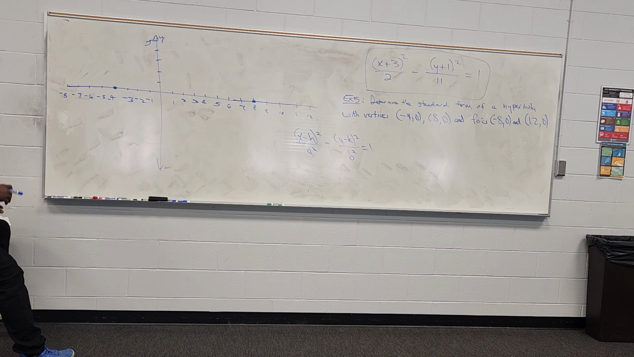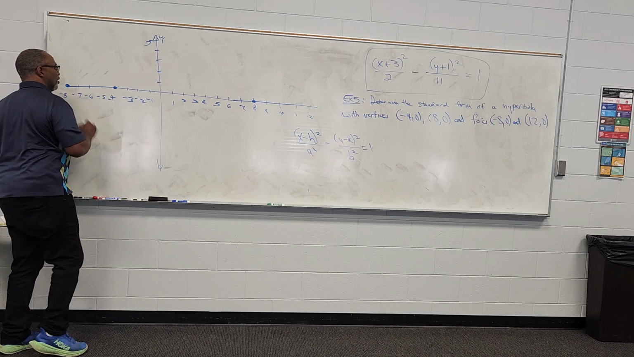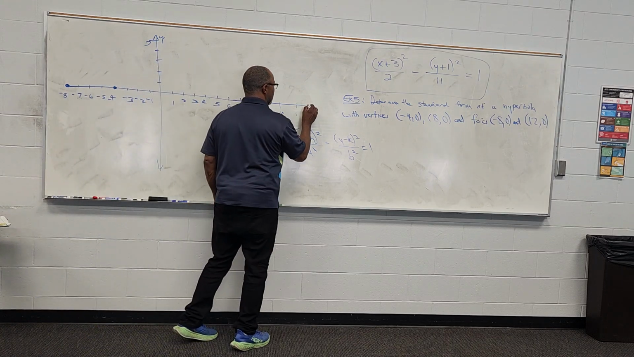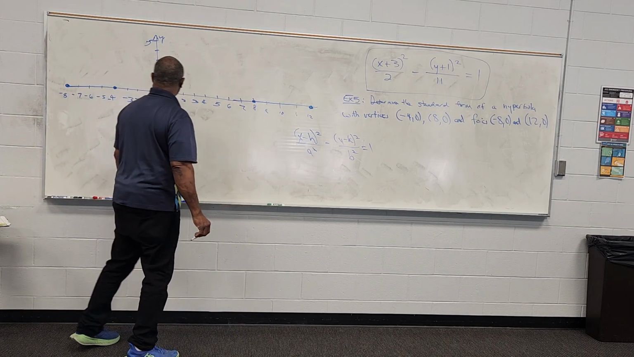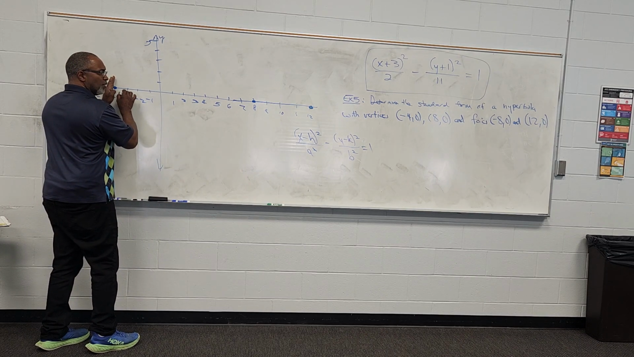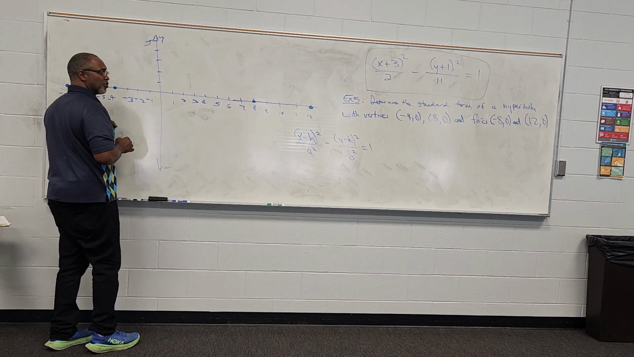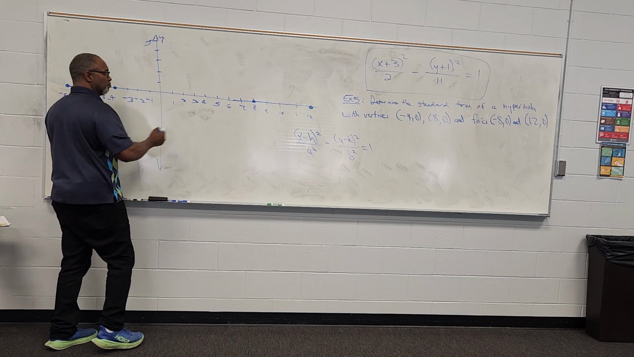All right. Well, the next thing I know is that my foci were at (-8, 0) and (12, 0). Foci right here, foci right here. Okay. Well, since the transverse axis goes from -4 to 8, all right? The center of this hyperbola would be in the middle, between the -4 and 8.